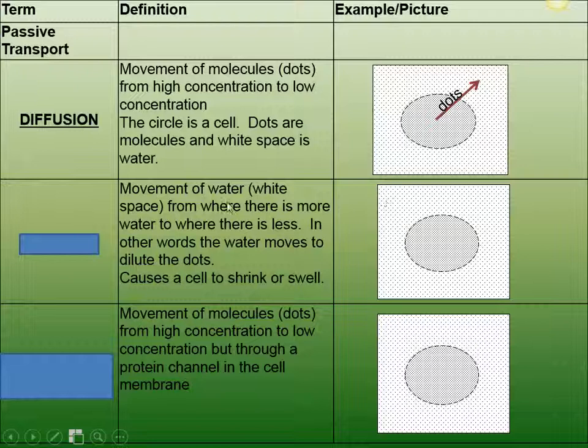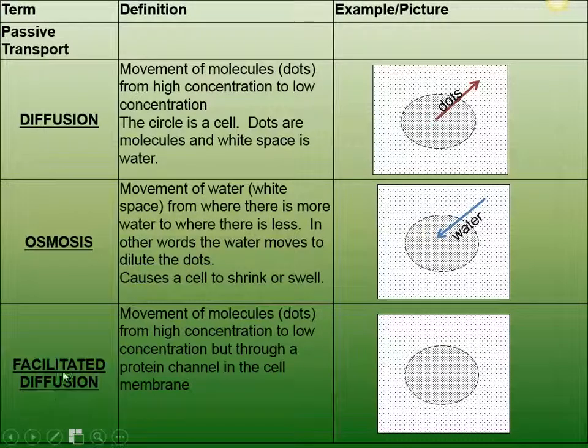The movement of water we refer to as osmosis. And osmosis acts the same way as diffusion, except we talk about water. Now water is going to actually cause the cell itself, if the water is moving out, the cell is going to get smaller. If the water is moving in, the cell is going to get bigger. Since there's more dots on the inside of this cell compared to the outside, the water is actually going to move in because it wants to get the ratio of water to dots equal. So that's going to cause this cell to swell.